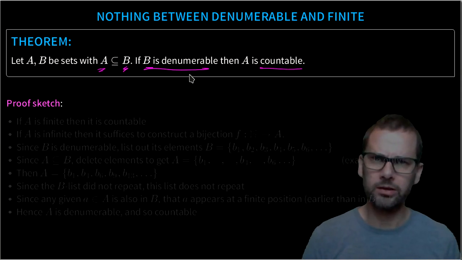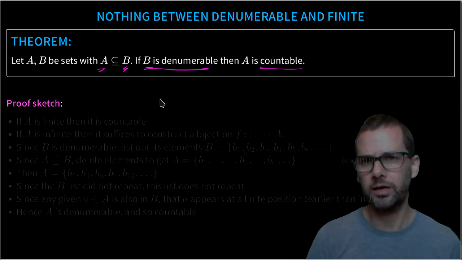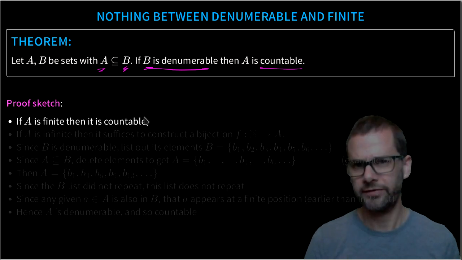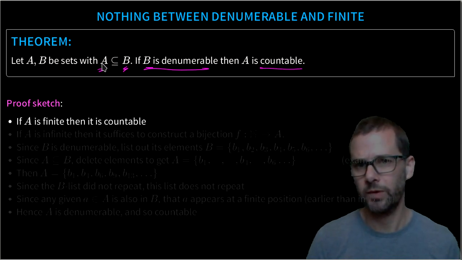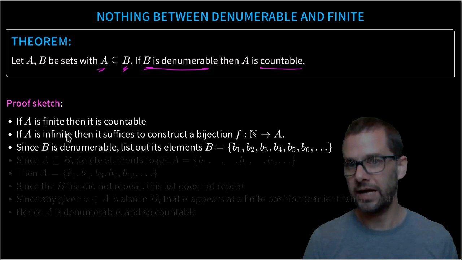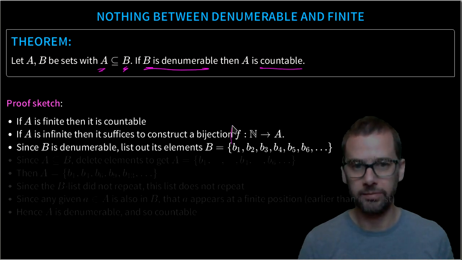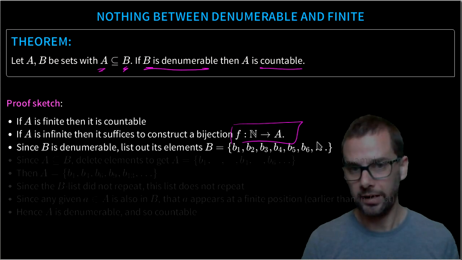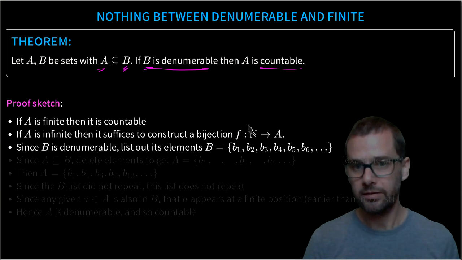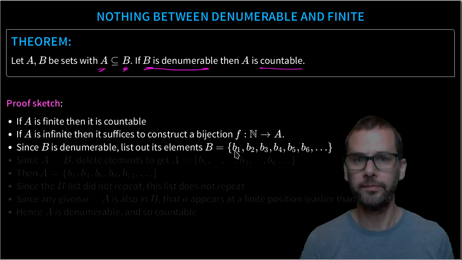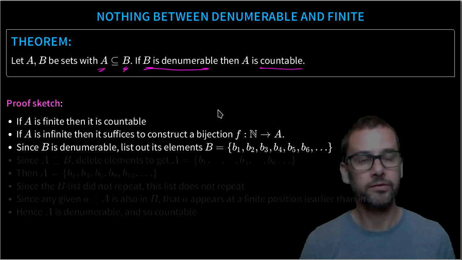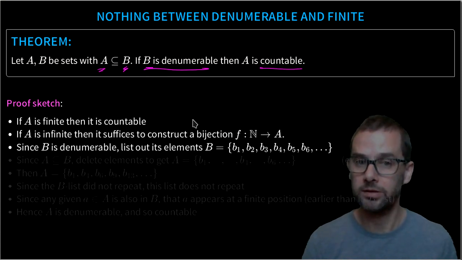The proof of this is a little bit technical in places, so I'm just going to give a sketch. First of all, if A is finite, there's not much to do, because if it's finite, it's countable. So we really only consider the case where A is an infinite subset of this denumerable set B. If A is infinite, it suffices to construct a bijection from N to A to show that it's denumerable and so countable. Since B is denumerable, we can list out its elements, b1, b2, b3, b4, and so forth, just as given to us by the implied bijection.